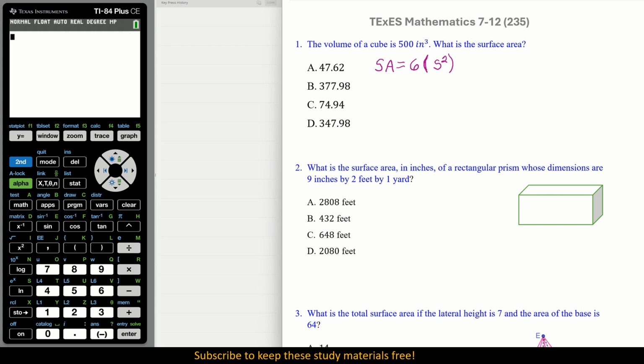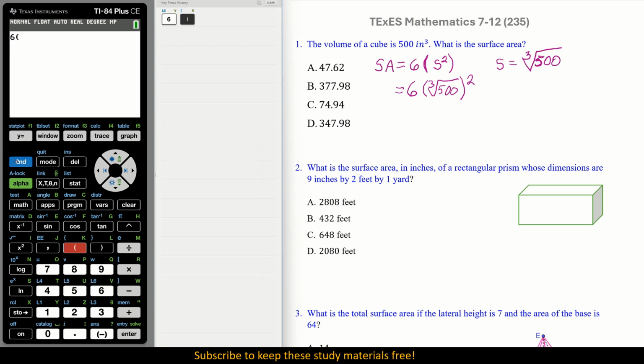Well, the volume is side times side times side, that would be S to the third power. So we just go backwards. S would equal the cube root of 500. Now, if we put that in the calculator, we will get a decimal. Our best bet here is to leave that as is, so to make it simple, we'll put it all in the calculator at once, which would be 6 in parentheses, the cube root of 500, close the parentheses and square it. We'll just put that in the calculator as is.